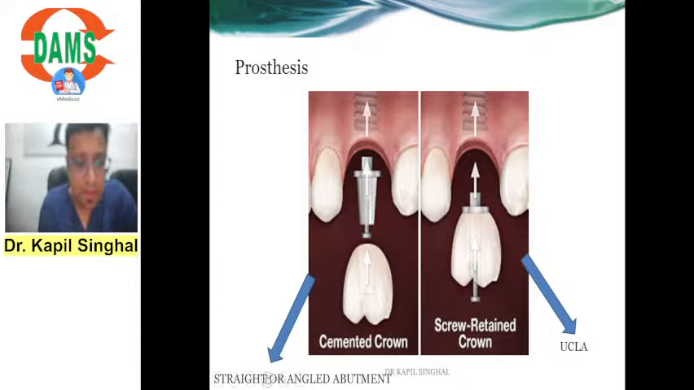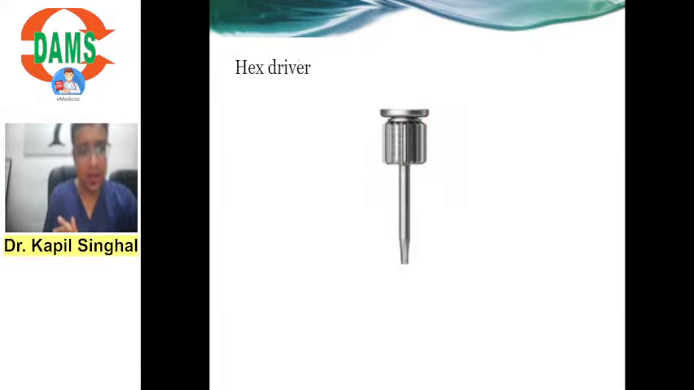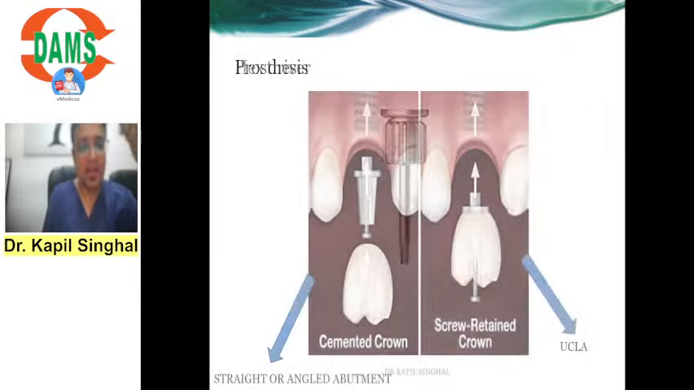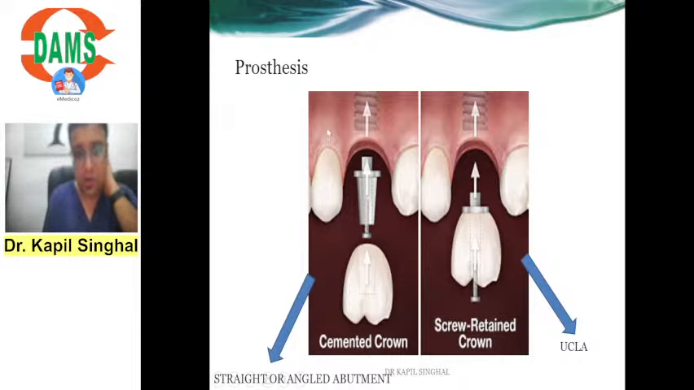So जब भी मैं straight या angled abutment use करूँगा, मेरा crown हमेशा क्या बनेगा? Cement retained. And जब भी मैं UCL abutment use करूँगा, my prosthesis will always be screw retained crown. Am I clear? Is it clear to everyone? So straight and angled abutment will help us to fabricate cement retained, and UCLA will help us to fabricate a screw retained crown. Okay, so you take this hex driver to tighten this abutment over the implant. Is it clear? Am I clear?